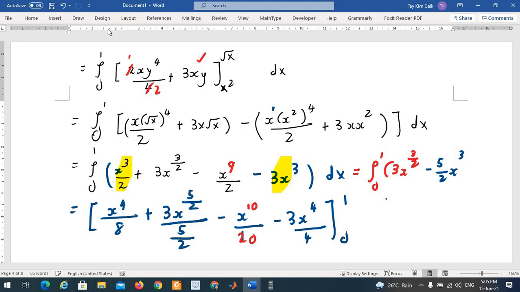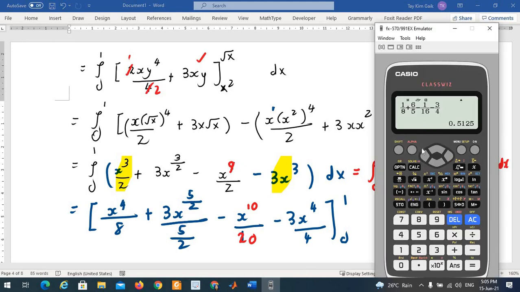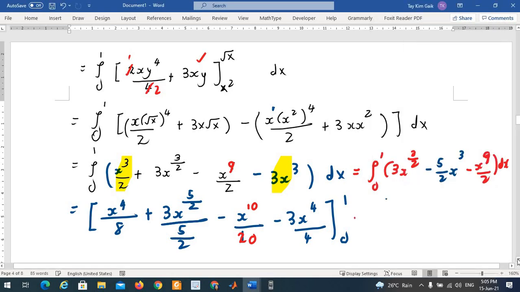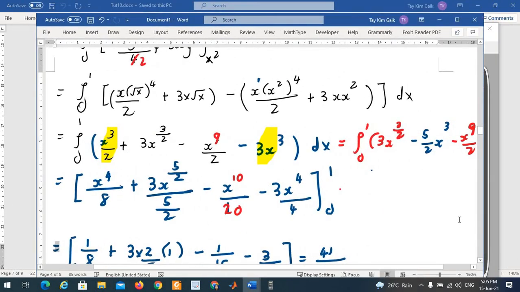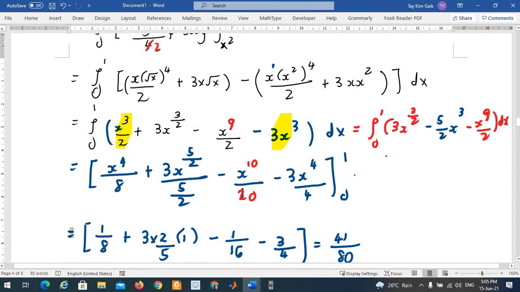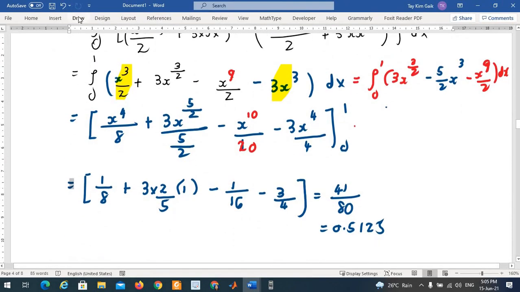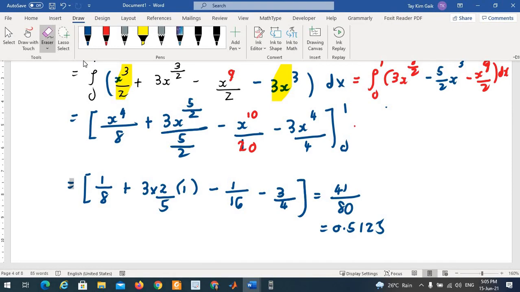Integrate this term, it is x to the power 10. In this one, x to the power 9 over 2, this is 9 dx. So this is x to the power 10, so divide by 10, divide by 2. So this is 20. That's why the mistake is here. This is 1 over 8. This is 2 over 5. This is 1 over 20 here.